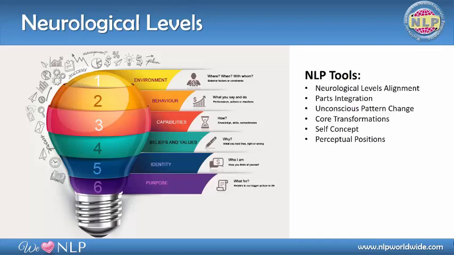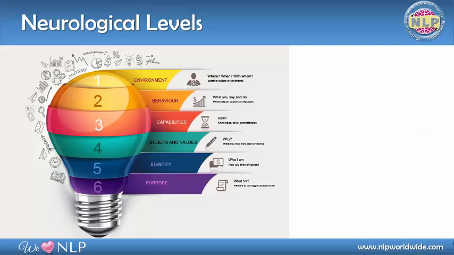Some of those NLP techniques that we might be using here include neurological levels alignment, parts integration, the unconscious pattern change, core transformations, self-concept, and perceptual positions. And all of those tools will help a person become more aligned, more congruent, and hopefully more integral with where they're at, if that is a part of their desires.